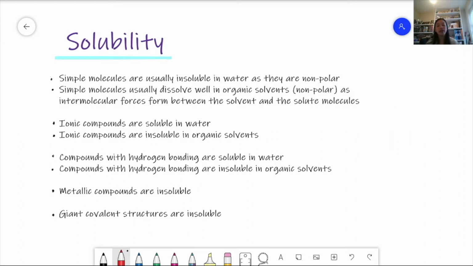Compounds with hydrogen bonding are soluble in water, and that's because they basically have the same bonds, because we'll learn later about hydrogen bonding, but hydrogen bonding occurs between a hydrogen and a very, very electronegative atom. And also compounds with hydrogen bonding are insoluble in organic solvents. Metallic compounds tend to be insoluble just because it's quite hard to break the bonding to form bonds with the water or the organic solvents, and that's the same with the giant covalent structures.